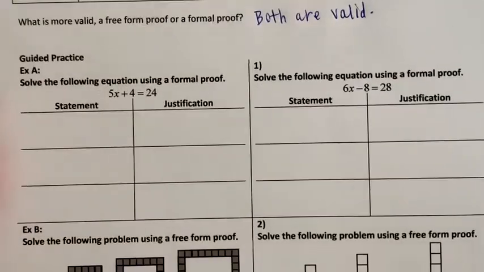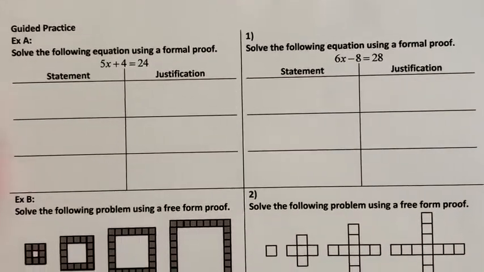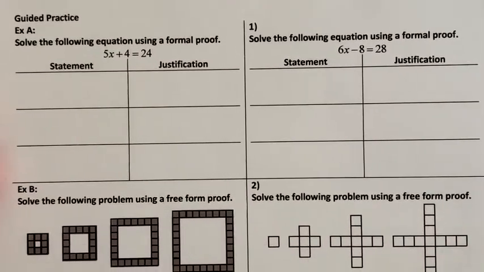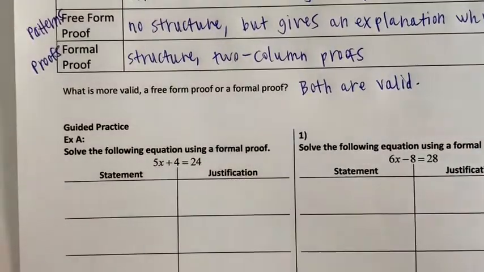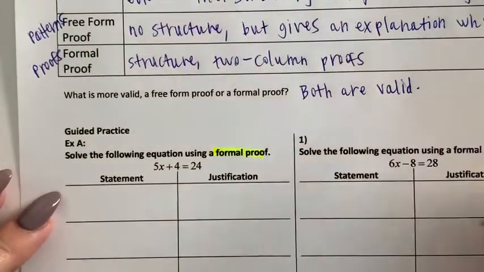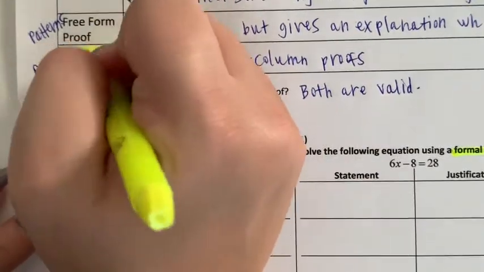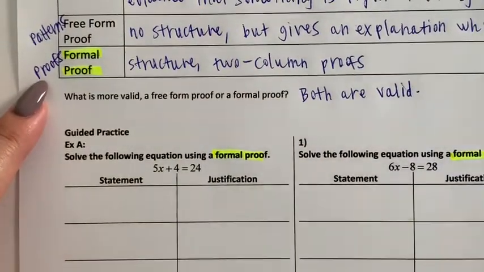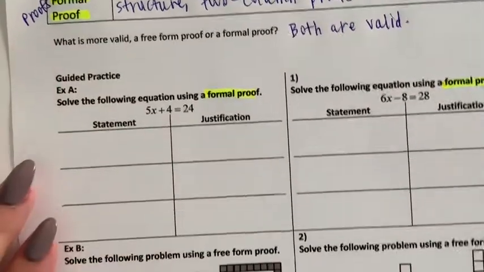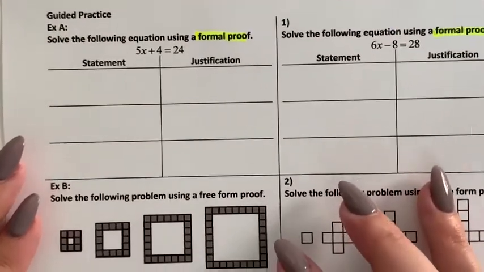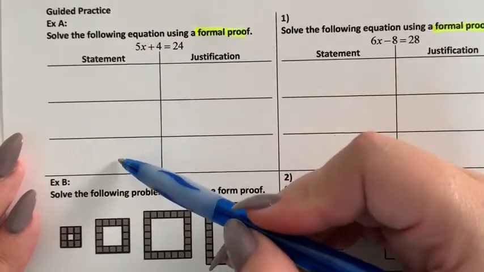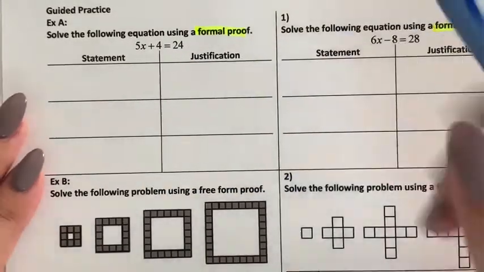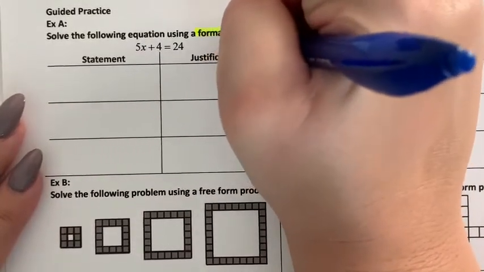For a guided practice, example A says, solve the following equation using a formal proof. And I'll point out that here we're doing a formal proof, and in your U-Try you'll be doing a formal proof. And when we get to standard 12 proofs, we will do many two-column proofs. So the two-column proof format has one column with statements and the other column with justifications, or you could say the reasons.